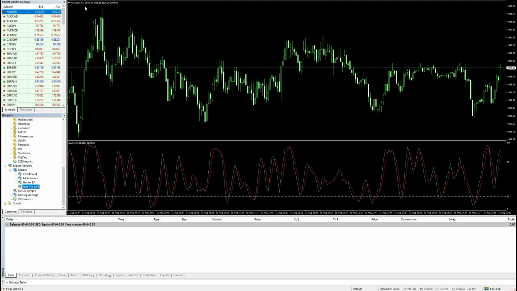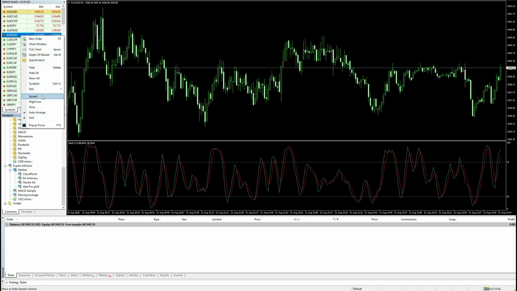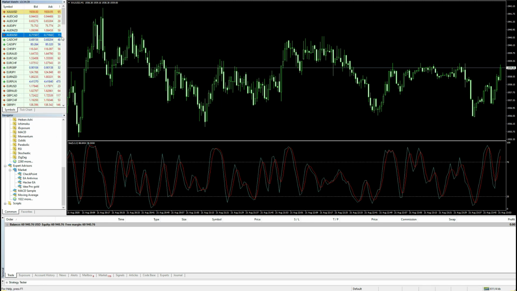when the chart goes in a wacko momentum, okay, it fluctuates a lot, the spread will increase as well. So what will happen is I want you to right click here and click on spread, and then you'll be able to see the spread. Okay, so just look at gold.